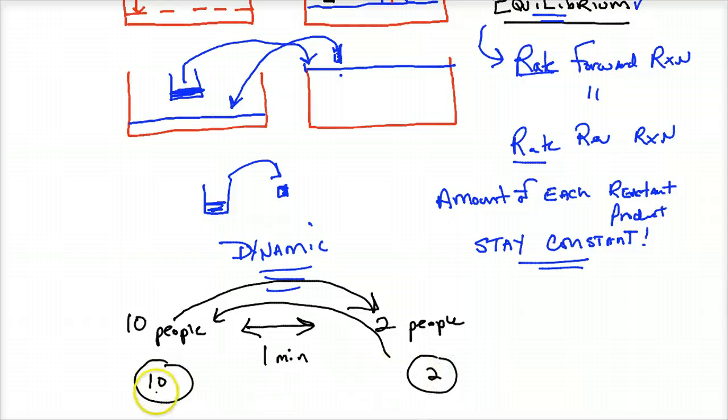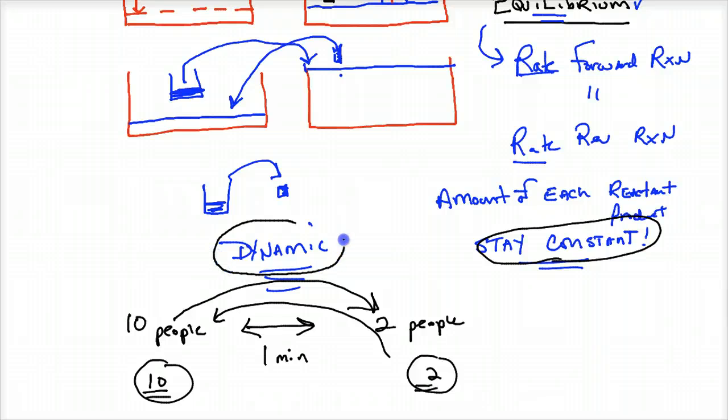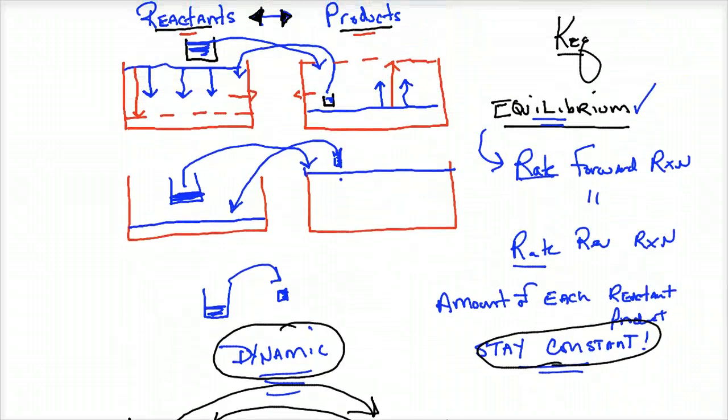It looks like these numbers, guess what? Stay constant. And they do so because the rates of people going over here equal the rates of people going over here. The people are changing sides. There is something going on. That's why they call it dynamic, but the amount stays constant. Okay? And that is what equilibrium is.